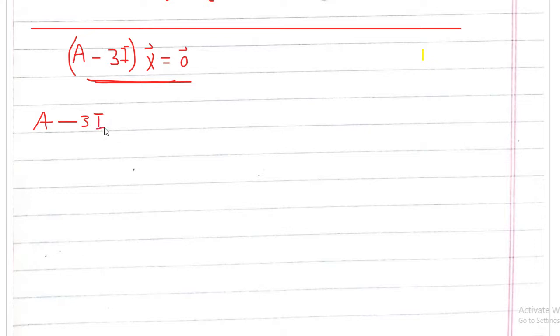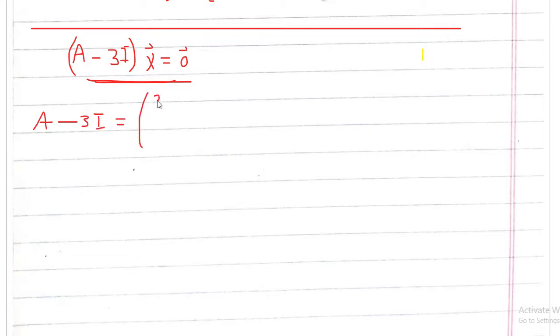In this previous example, I need to do A minus 3I, because lambda is 3. So A minus 3I times x equal to 0. Now I am looking for the eigenvector. How to find the eigenvector? Because the right hand side is 0, I don't need to write the augmented matrix. I will just write A minus 3I, the coefficient matrix. No need to write 0 0 at the end.